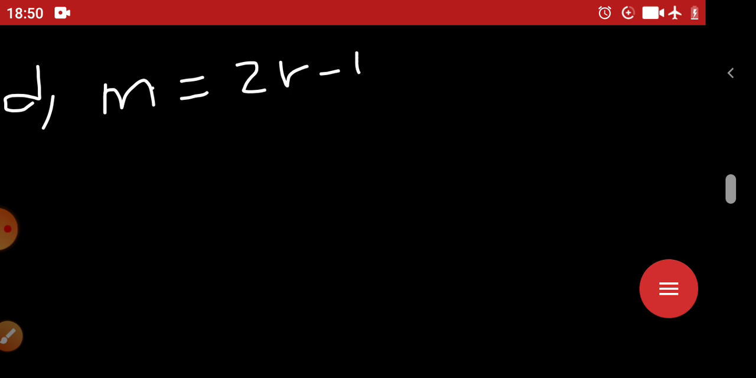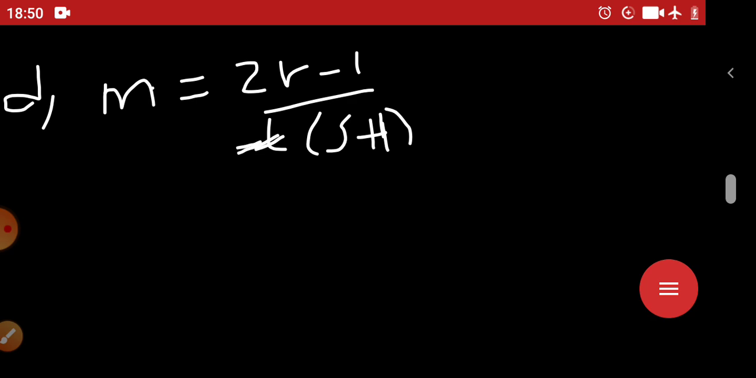So let's go to D. In D we have M. We need to transpose and make T the subject of the formula. So we have M is equal to (2R minus 1) all over T multiplying brackets of S plus 1. So we need to make T the subject of the formula.